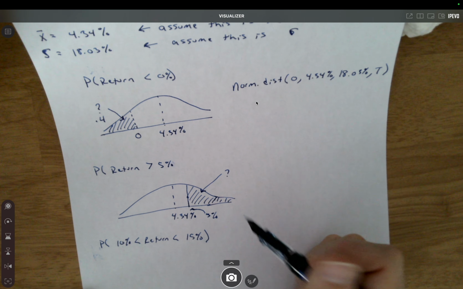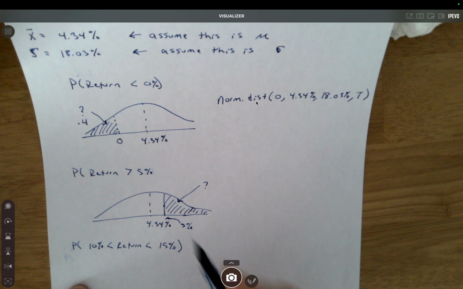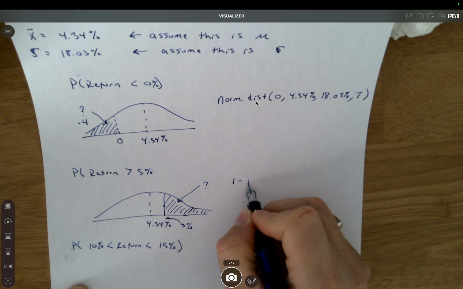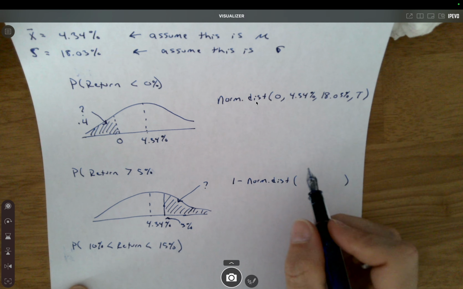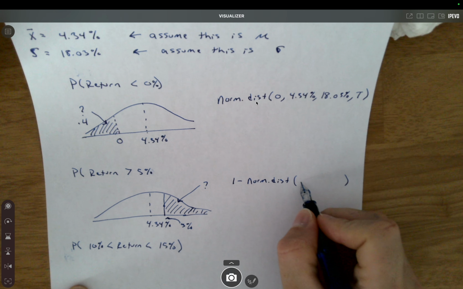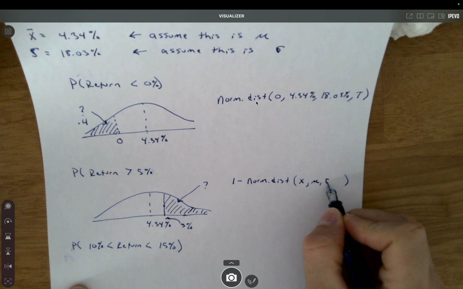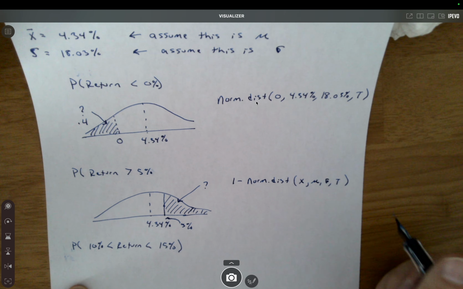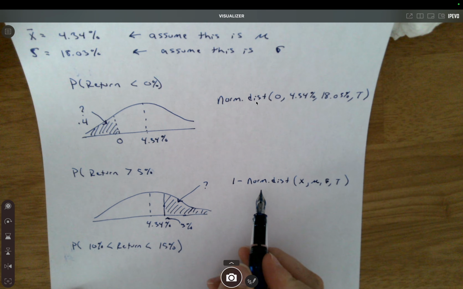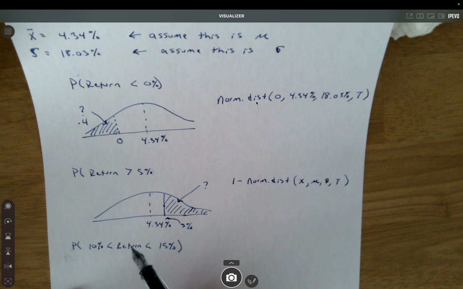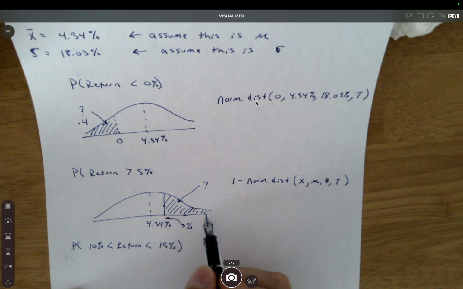But since the norm.dist function gives us the area to the left, we know we have to do 1 minus the norm.dist. So this is going to be 1 minus norm.dist. I'm not going to put the numbers in there, but the first argument would be the 5%. So it's always your x, and then your mu, then your sigma, and then option true. So anytime you see the shaded region on the right side of the distribution, you know you need to do 1 minus norm.dist. Because norm.dist is actually going to give you all of this area over here that's not shaded. 1 minus that would give you the area to the right.